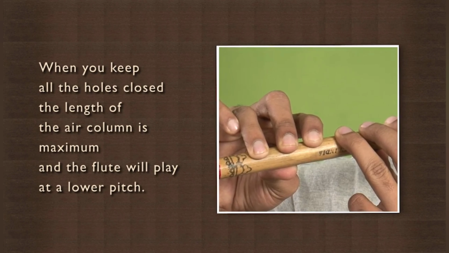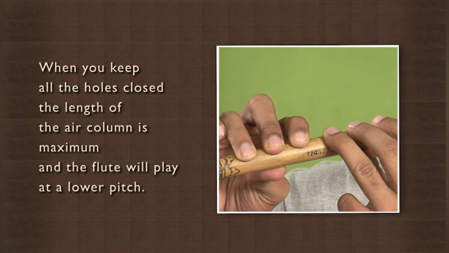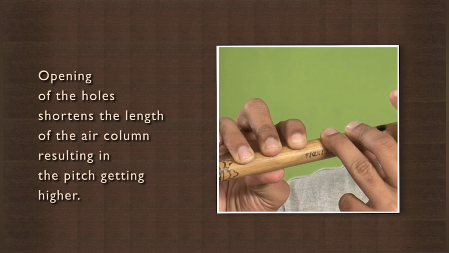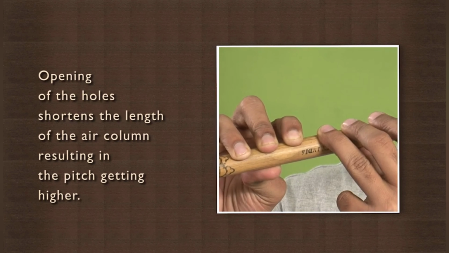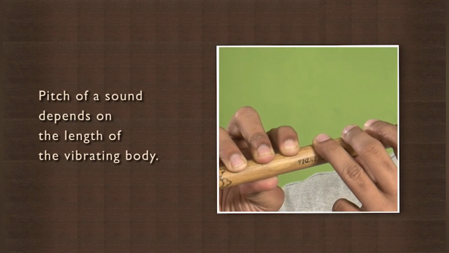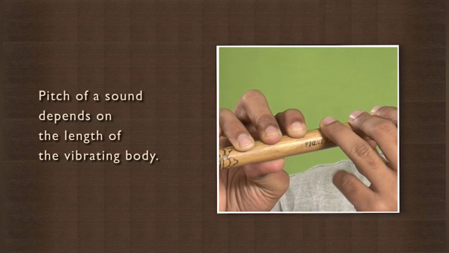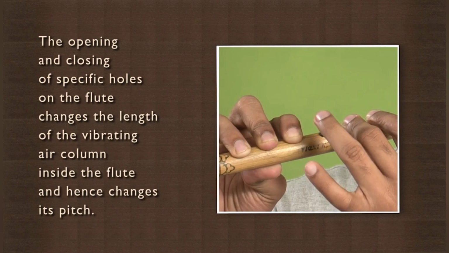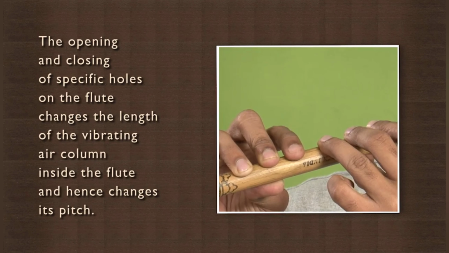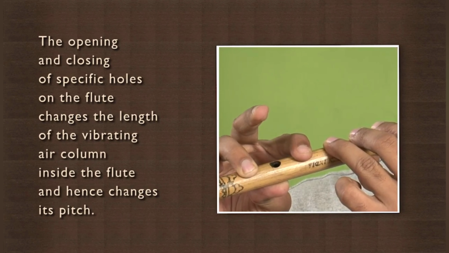When you keep all the holes closed, the length of the air column is maximum and the flute will play at a lower pitch. Opening of the holes shortens the length of the air column, resulting in the pitch getting higher. Pitch of a sound depends on the length of the vibrating body. The opening and closing of specific holes on the flute changes the length of the vibrating air column inside the flute and hence changes its pitch.